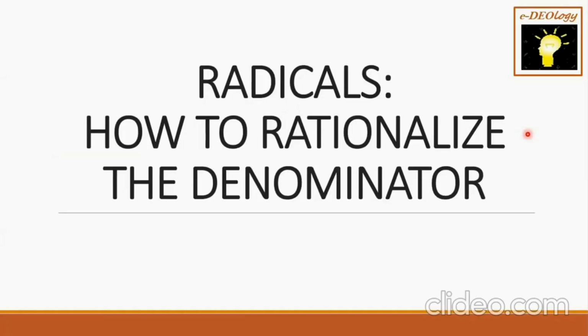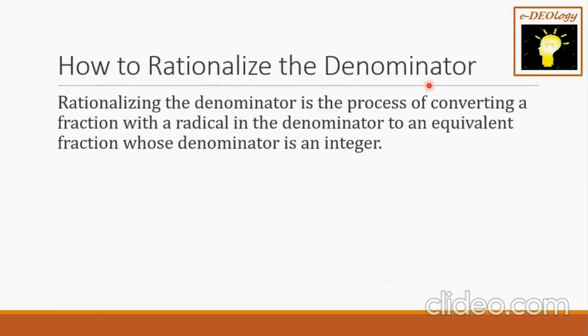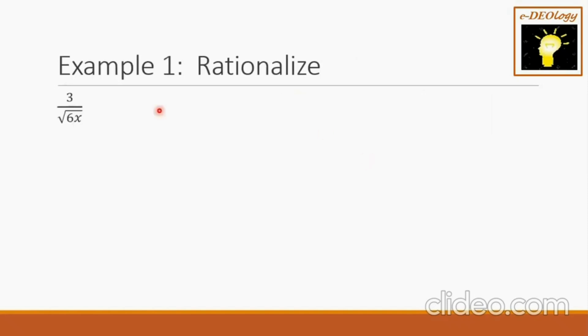We're going to study how to rationalize the denominator. Rationalizing the denominator is the process of converting a fraction with a radical in the denominator to an equivalent fraction whose denominator is an integer. Let's have example 1. Rationalize the fraction 3 over the square root of 6x.